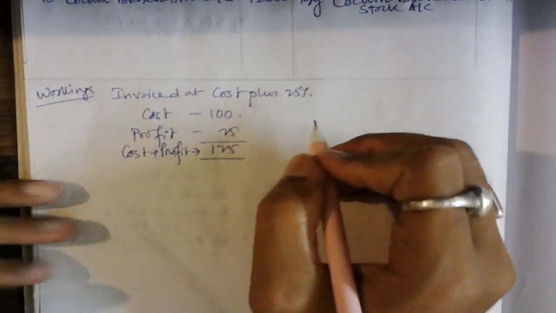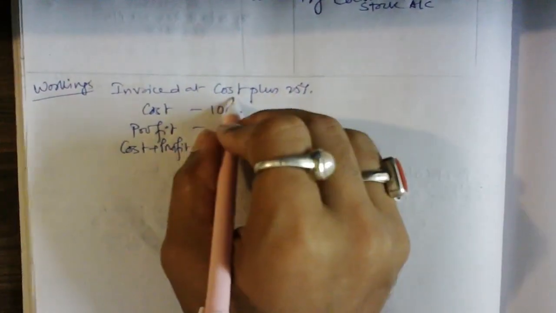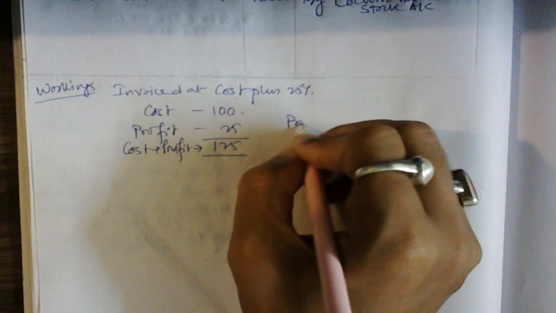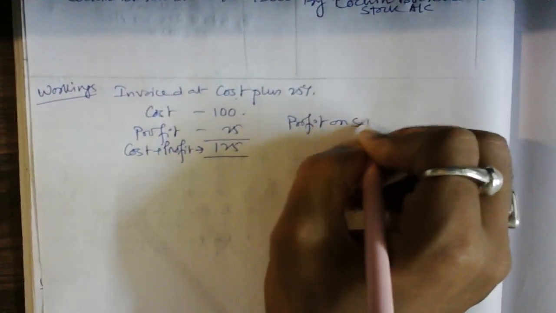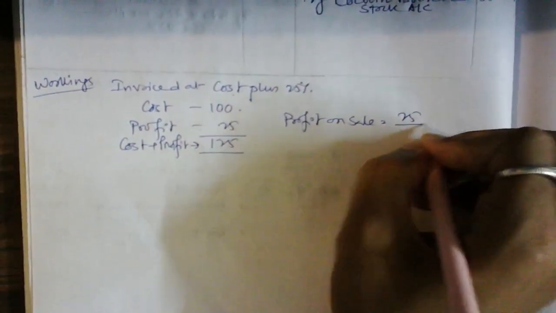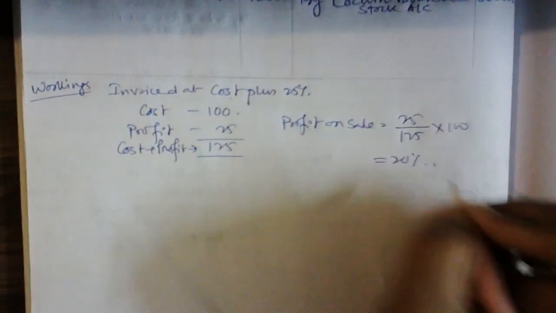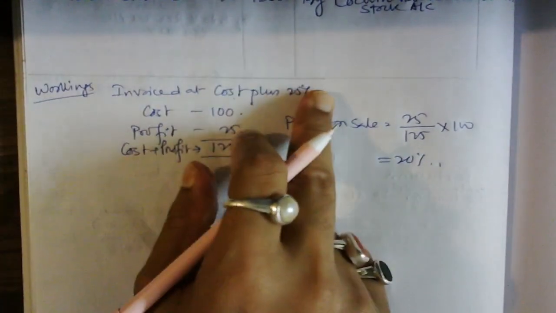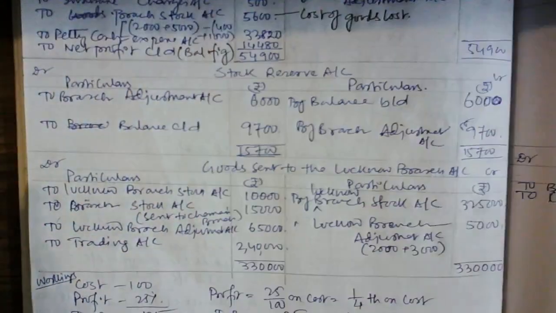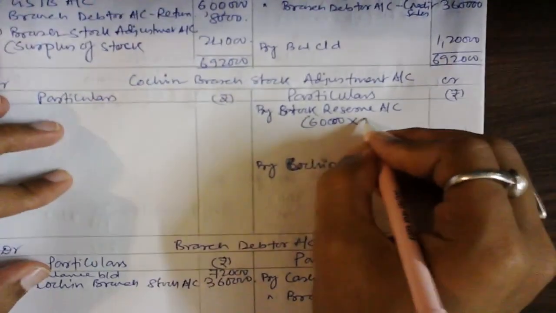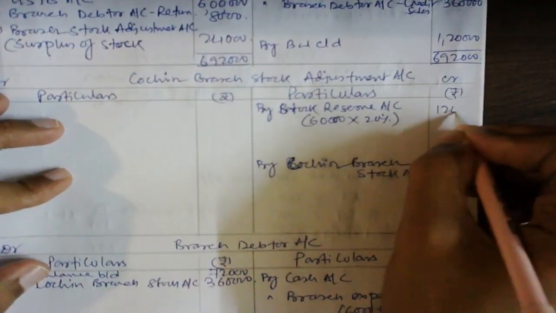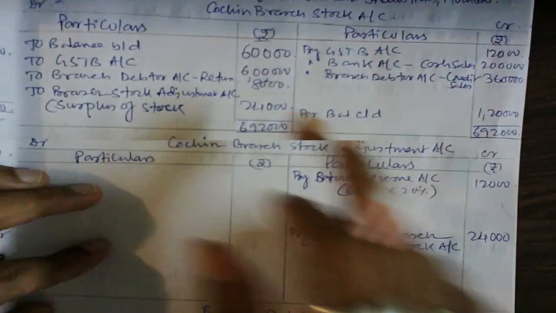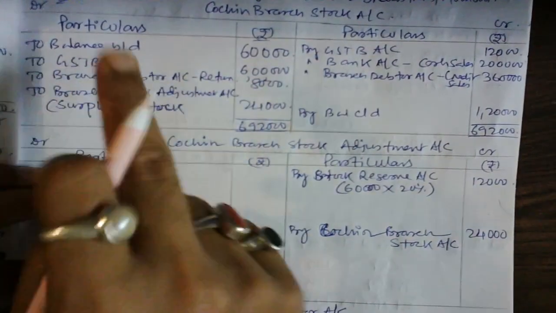Now try to understand. If profit is 25% on the cost, profit on sale we can easily calculate because we know the profit 25, we know the sale 125. It means 20%. Perfect. So profit on cost 25%, profit on sale 20%. So just come here and put it down. Quickly plot it, it will be done easily. So here it will be 20%. So it's 12,000. After this, we have 6 lakh rupees of GSTB. It means the transfer one.